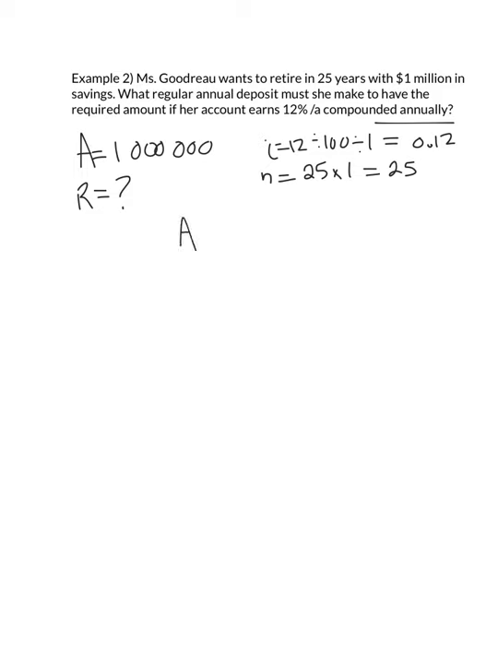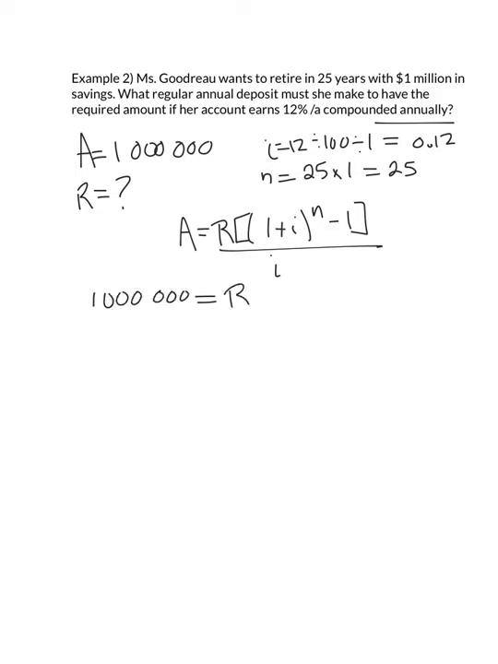Now, I'm going to go ahead and write this formula. I'm not solving for A, but I can plug in everything that I know, and I can rearrange for my A. So $1 million is equal to R times 1 plus 0.12 to the power of 25 minus 1, divided by 0.12.